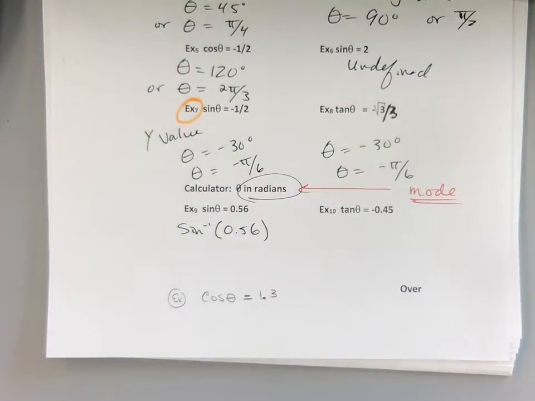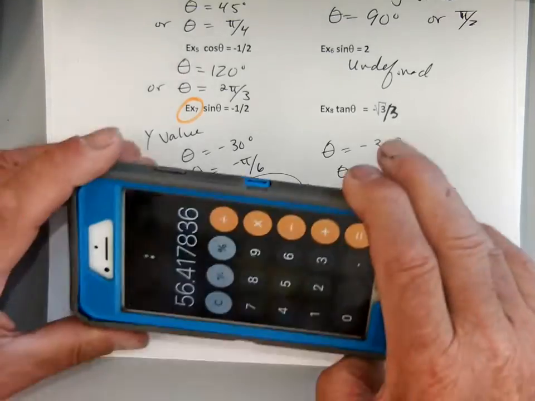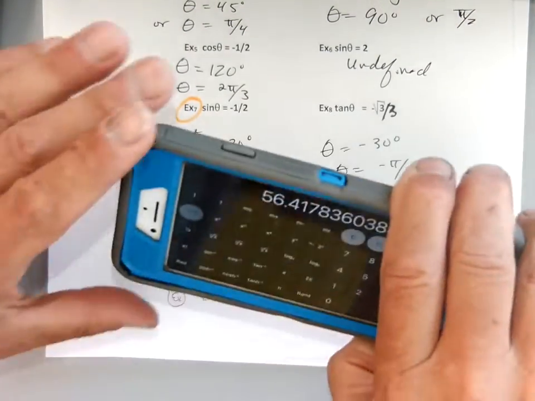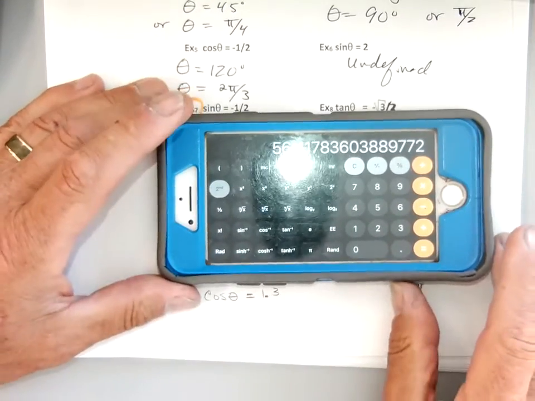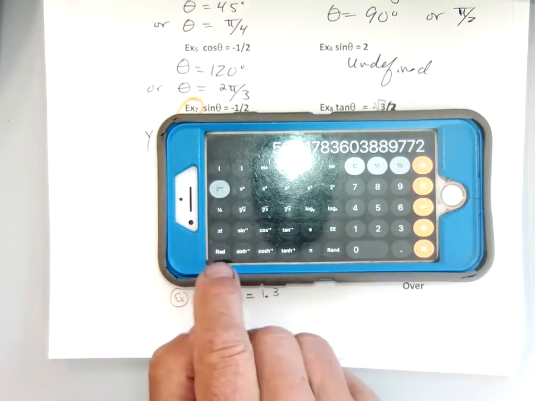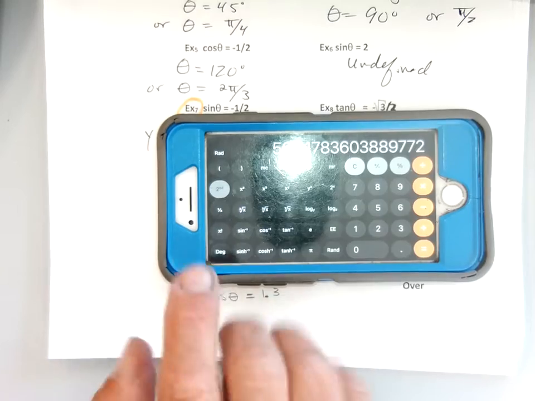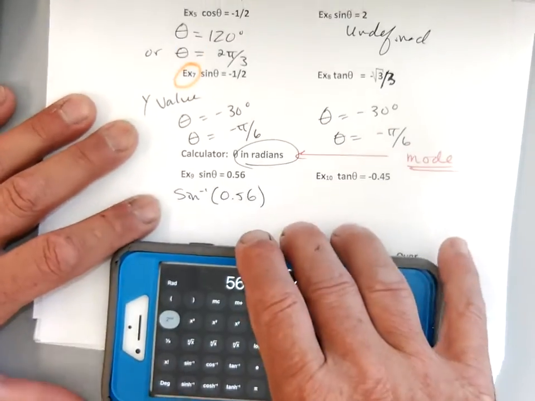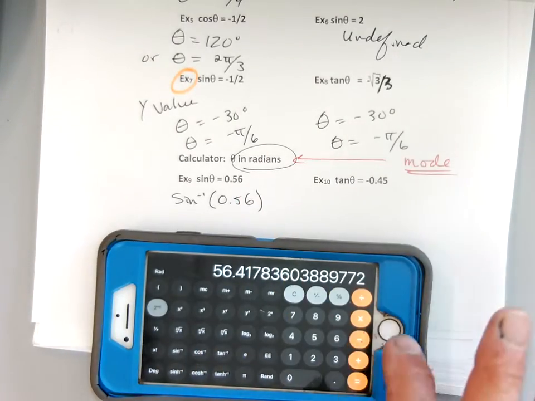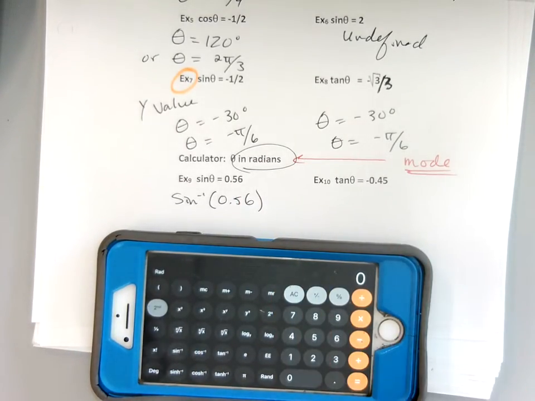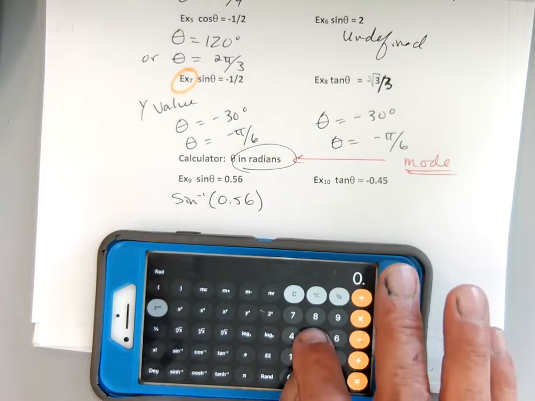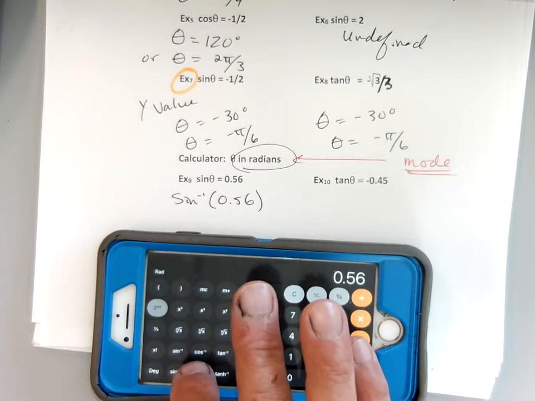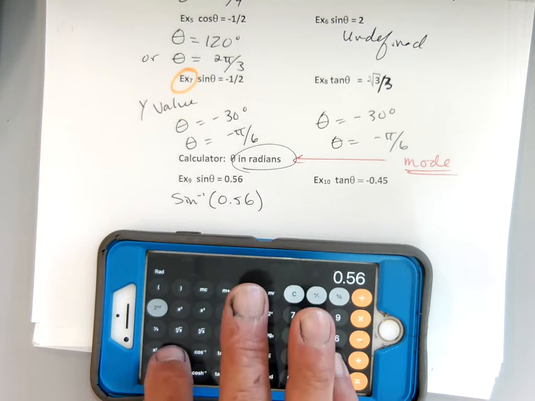In my phone, there's a way to change it. Also, in your phone, come on, turn for your calculator. Oh, there we go. So for my phone, I've got this button down here. See the rad? So I push that. I'm in radians. It popped up to radians. So if I needed sine inverse of 0.56, I'd go 0.56, second, and then sine, and there's my answer.